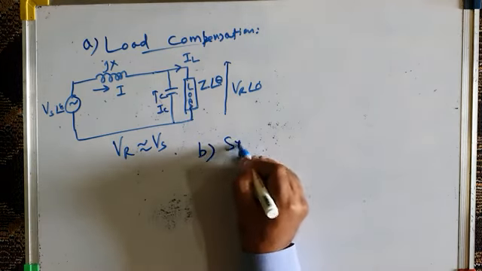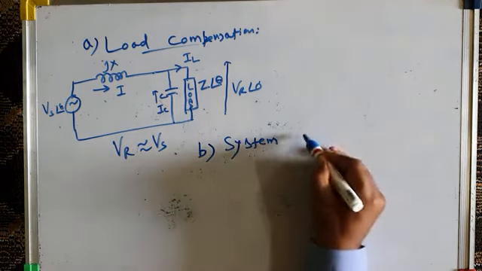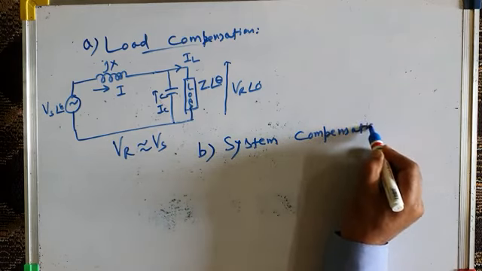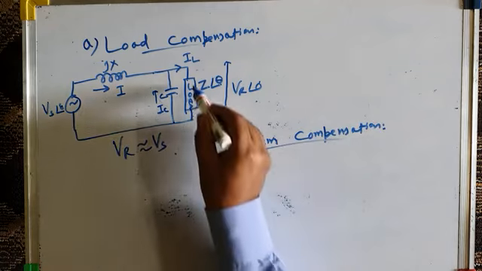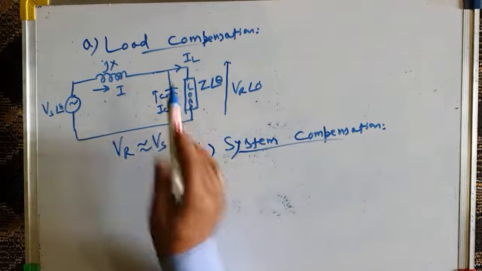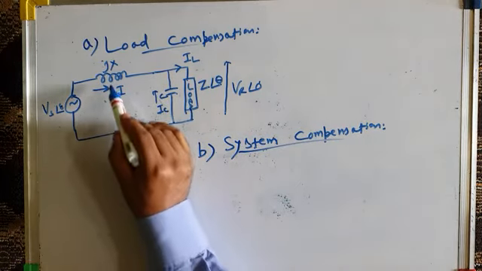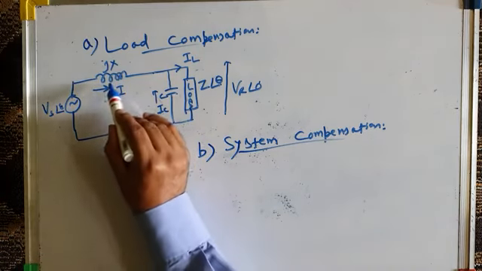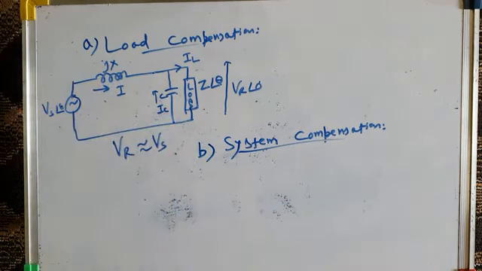Another type of compensation I have already told you is called system compensation. In system compensation, we are not compensating the load, we are compensating the transmission system. You may connect a shunt or series capacitor in series with the transmission line, or a shunt capacitor across the transmission line for system compensation. And that will also improve the voltage regulation of the system, and that will also result in other advantages.